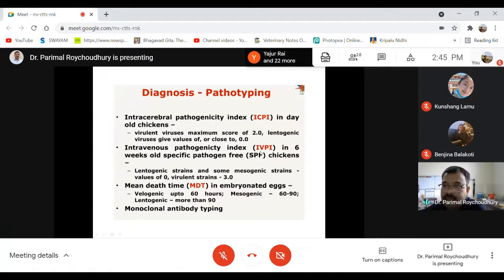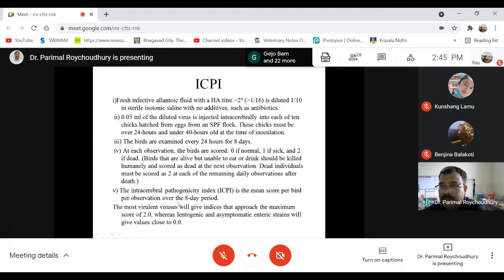Similarly, there is another test called IVPI, intravenous pathogenicity index. It's particularly performed in 6-week-old birds, but these days we are not using adult birds for pathotyping. And the last one is the mean death time in the embryo. We can inoculate the virus and record at what time the embryo death occurs: velogenic 60 hours, mesogenic 60 to 90, lentogenic more than 90. So likewise, we can identify.